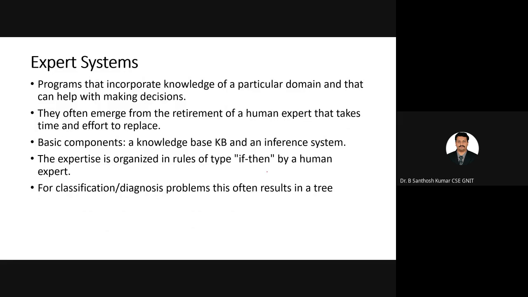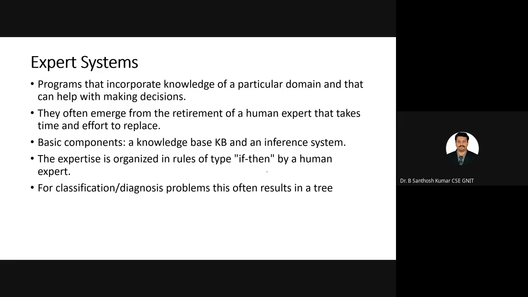Then we are talking about the expert system. So the expert system is one of the important inventions in artificial intelligence. An expert system is a program that incorporates knowledge of a particular domain and can help with making decisions. So with the help of that data, we can easily tell how much result we'll get. Suppose from your mid-mark performance, we can easily tell whether the students will pass or fail. That type of analysis we do in the expert system.